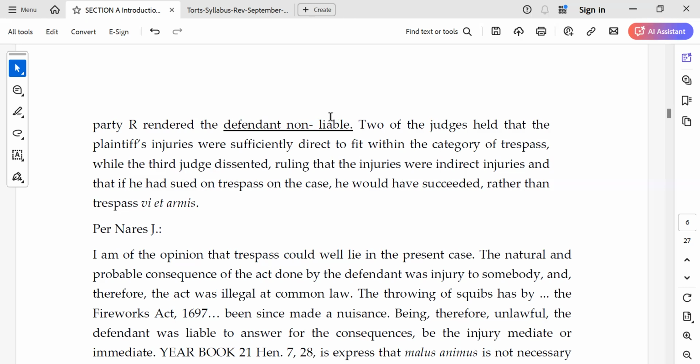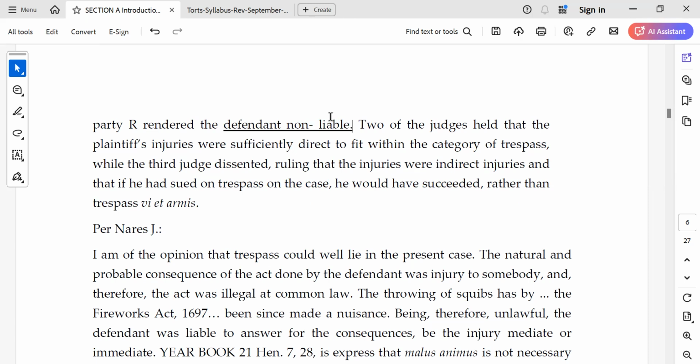Is it true? Two of the judges held that the plaintiff's injuries were sufficiently direct to fit within the category of trespass. Yes, directly it is there. Injuries are falling under the category of trespass because it was bodily injury or harm to the person, trespass on person. While the third judge dissented, ruling that the injuries were indirect and that if he had sued on the trespass on the case, he would have succeeded rather than in trespass vi et armis.